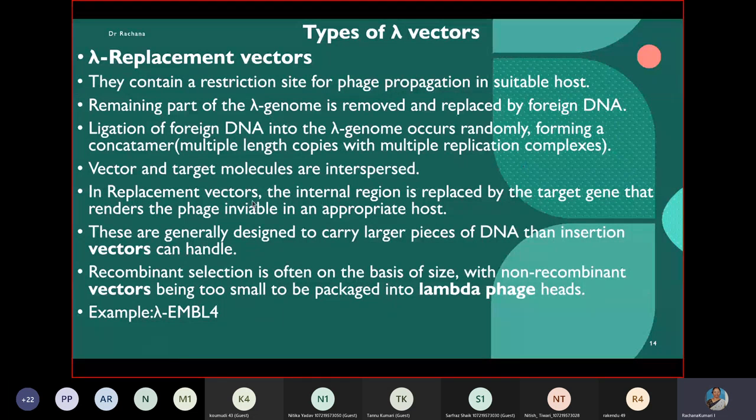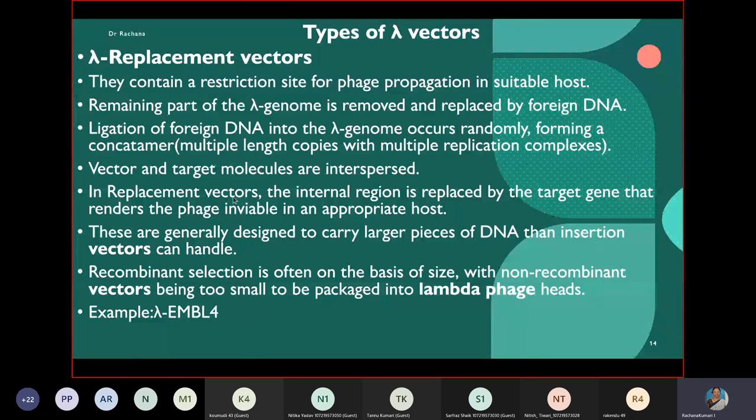So such multiple length copies with multiple replication complexes. Replication complexes consisting of multiple inserts so that all of them will multiply. This generates a concatemer. Now these vector and target molecules are interspersed. So first we have the lambda DNA, then the insert, then again the lambda DNA, then the insert, and then the lambda DNA. And because of the cohesive ends, it can still recircularize.